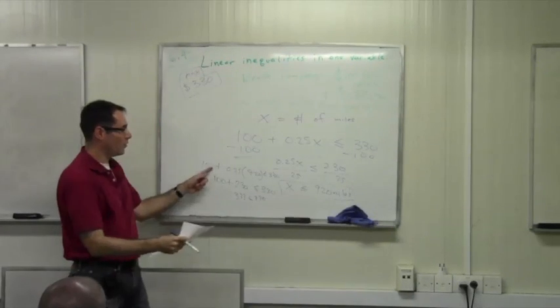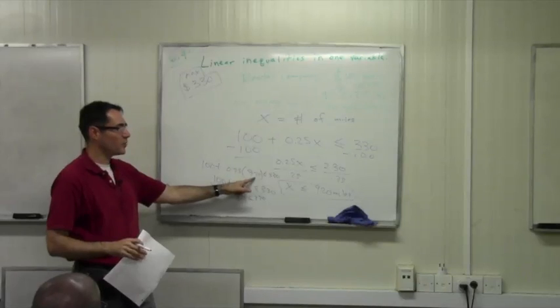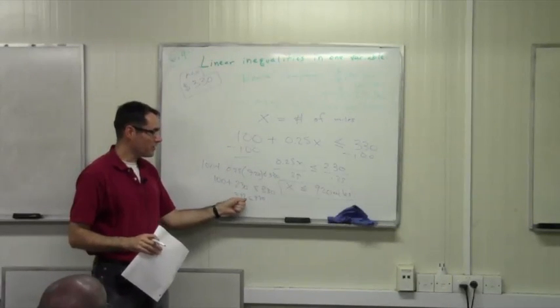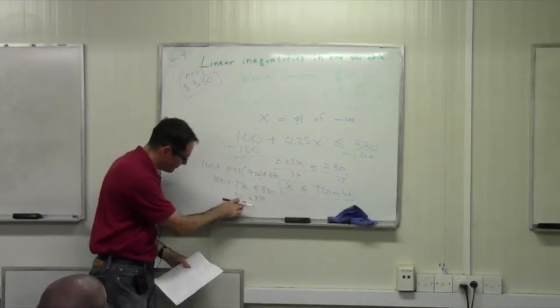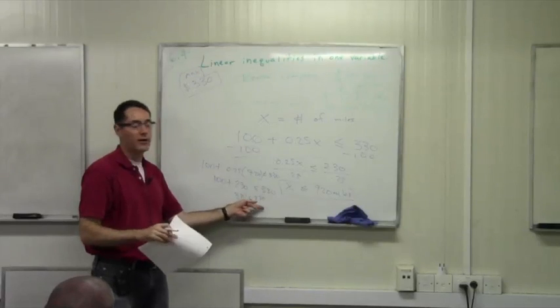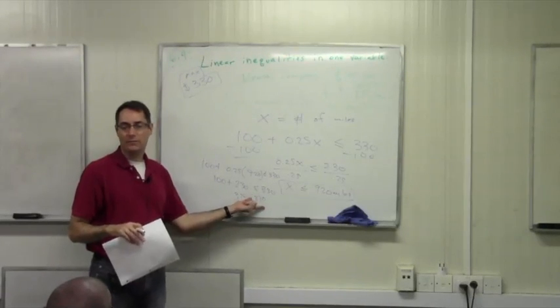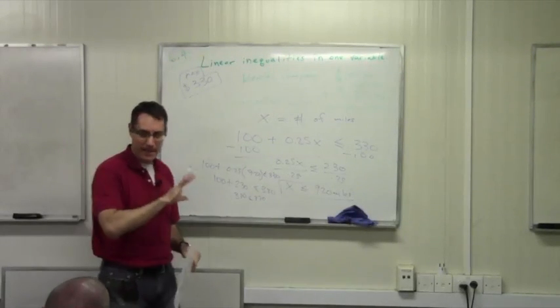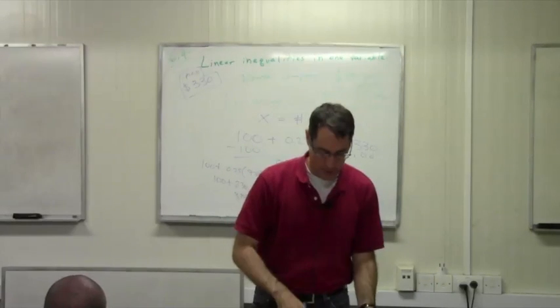If you tried to do 921 miles, this would be more than 330, and you'd be over your budget. That's how inequalities work.